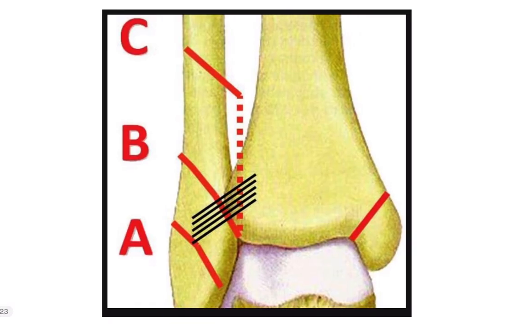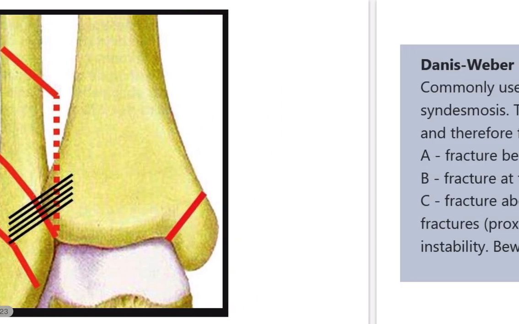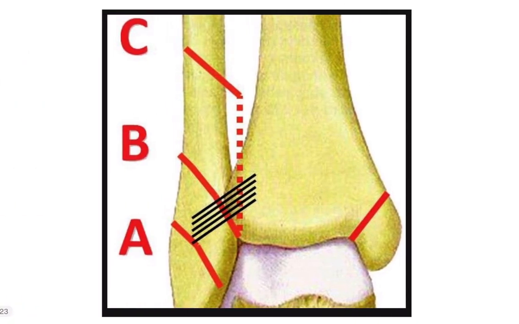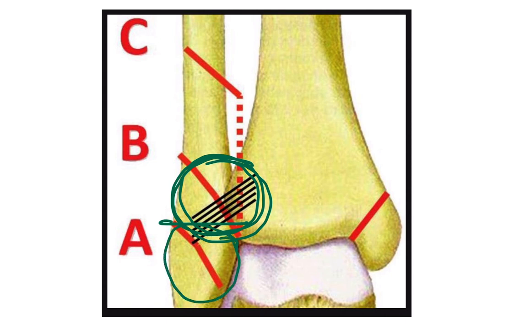To understand this case, first of all we have to know the details about the Danis-Weber classification of fractures of the ankle joint. Here, this area where the tibia and fibula are attached is a fibrous joint, the syndesmosis. So when the fracture occurs below the level of the syndesmosis, this is called type A of the Weber classification, and at the level of the syndesmosis is type B, and the fracture which is above the syndesmosis is usually known as type C.